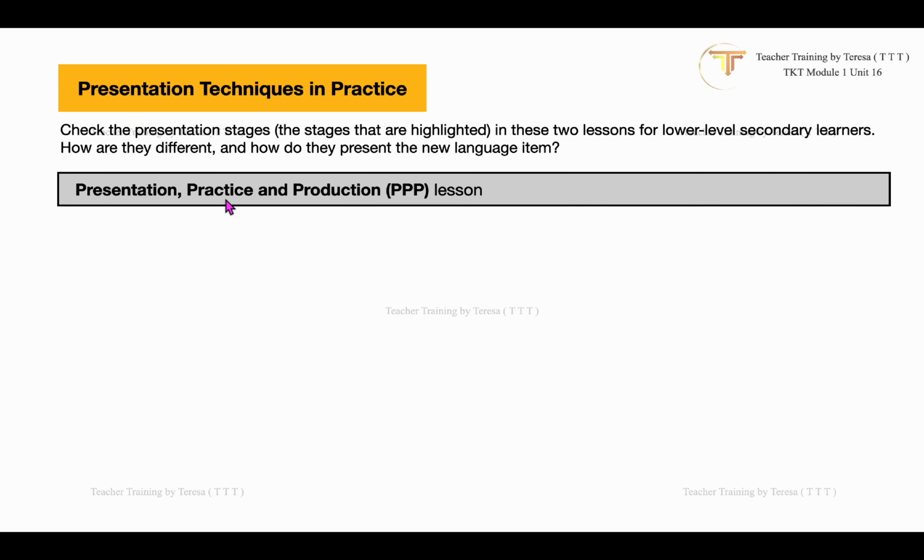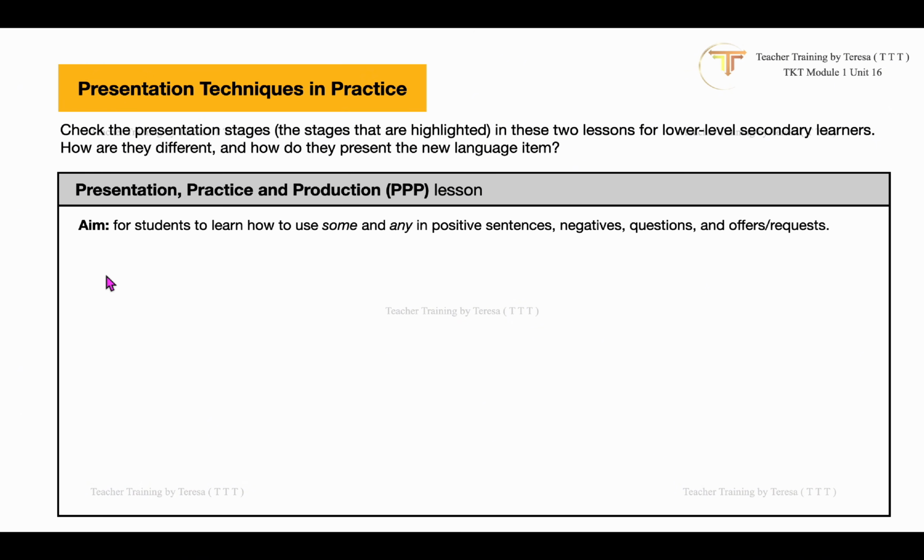Presentation, Practice and Production, PPP lesson. Aim: for students to learn how to use some and any in positive sentences, negatives, questions, and offers or requests.